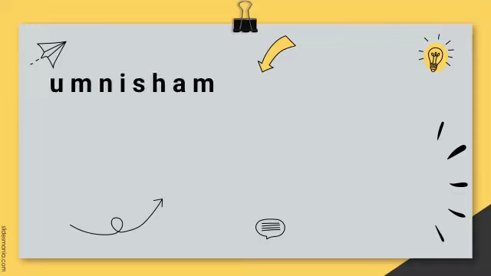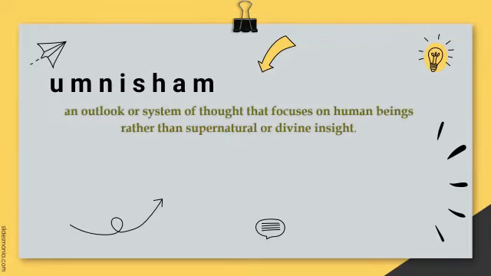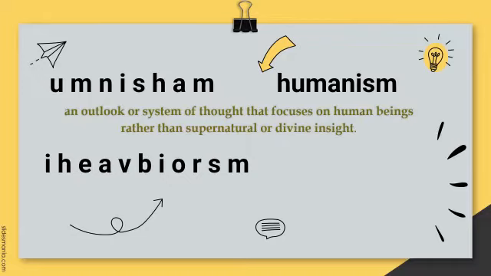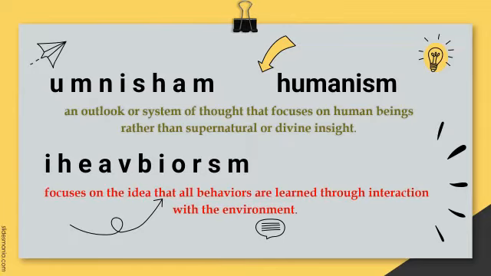First one is, and it means an outlook or system of thought that focuses on human beings rather than supernatural or divine insight. Very good. That is humanism. Next is, and it means it focuses on the idea that all behaviors are learned through interaction with the environment. That is correct. It is behaviorism.